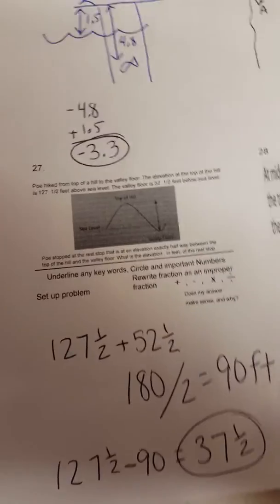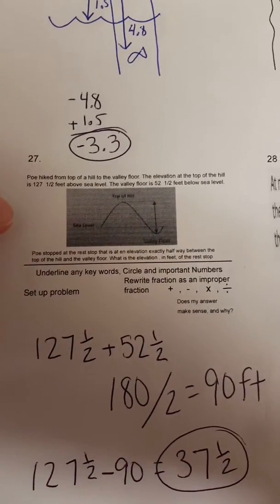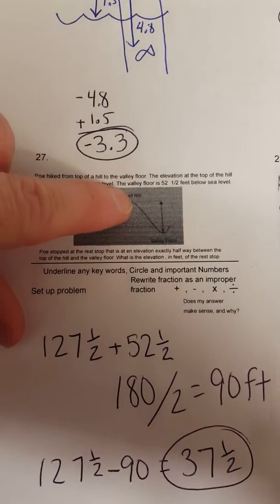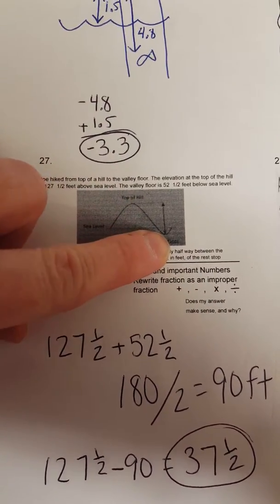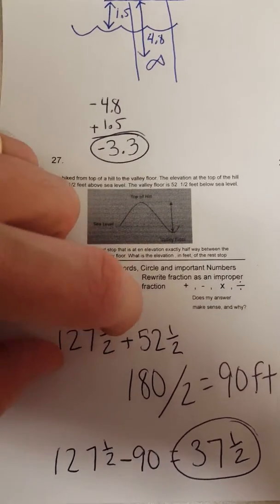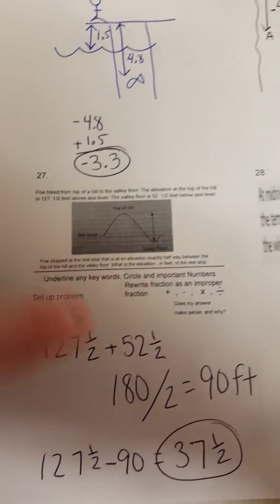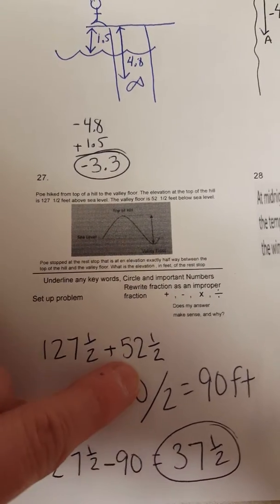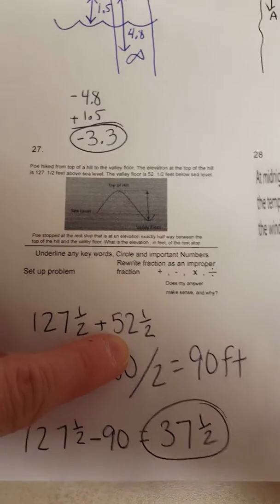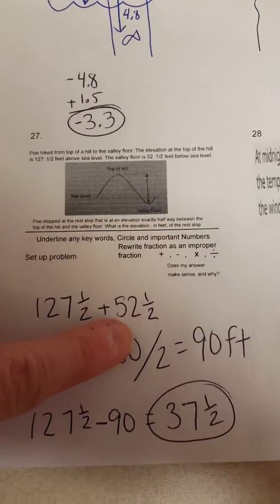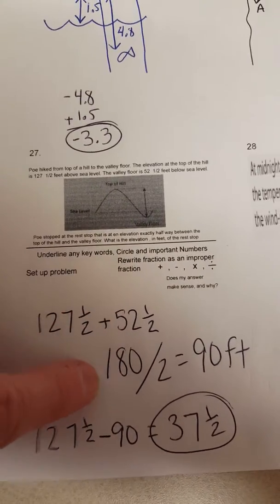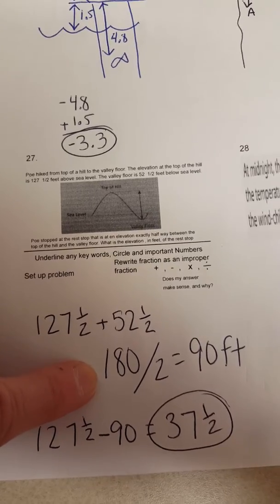Then we go to this question. I actually like this question. Talking about a guy hiking from the top of the hill to the bottom of the valley. So he's 27.5 feet up from the mountain, and the bottom of the valley is 52.5 feet down. But remember, distance is always positive. So if you add those together, it's 180 feet.